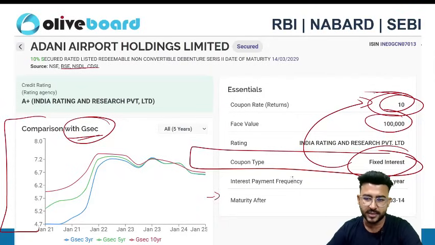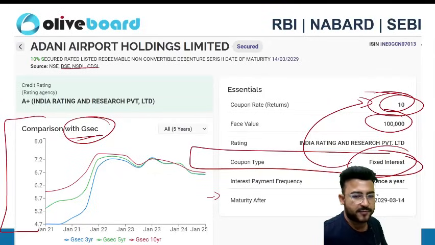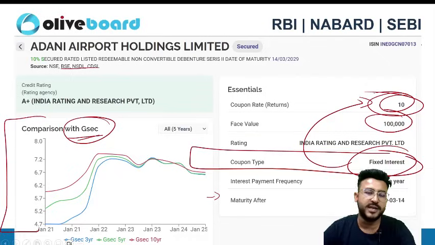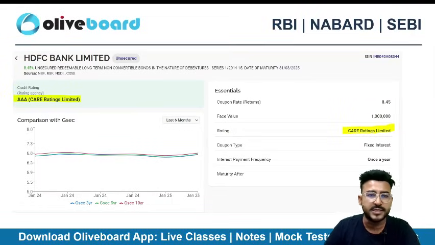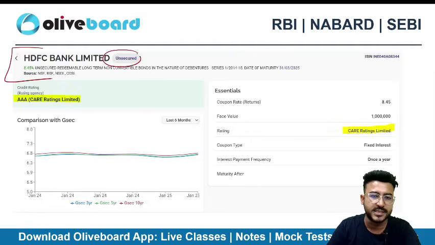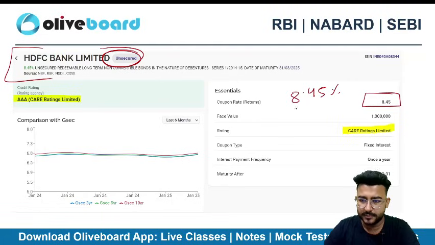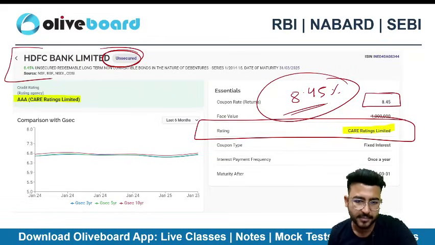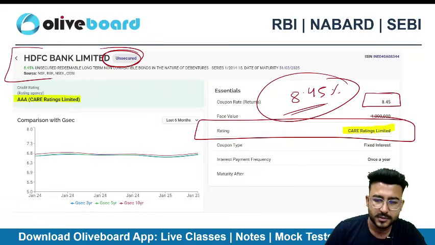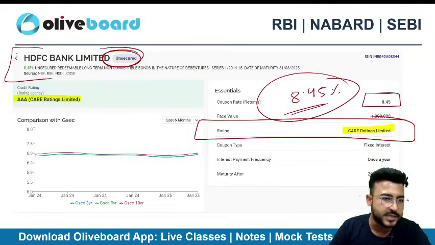We can see the maturity, and we can see the interest payment frequency, once in a year. So I can comprehensively understand each and everything about the bond. It gives me investor-centric information and enhances transparency. I tried searching for an HDFC Bank bond as well. Here we can see that this is unsecured. It's giving me a coupon rate of 8.45%. The rating has also been done, by Care Ratings Limited. So it shows that there is a rating attached with the bond, just like any other bond. It's a AAA rated bond.